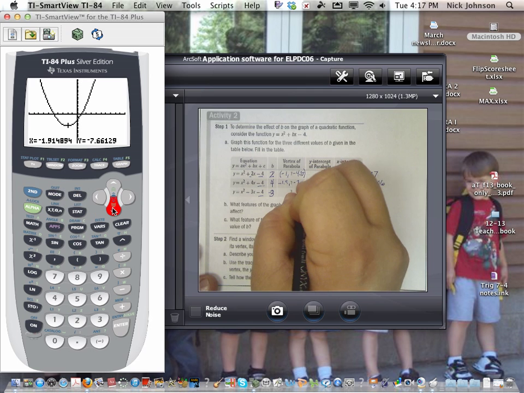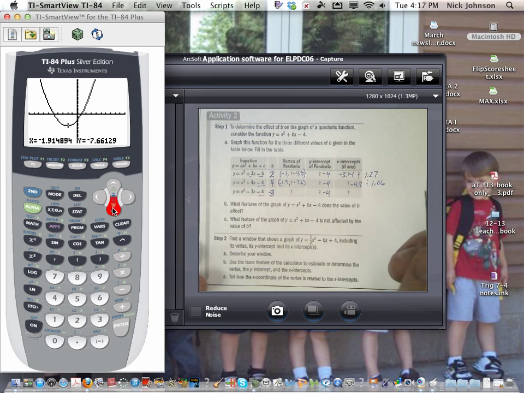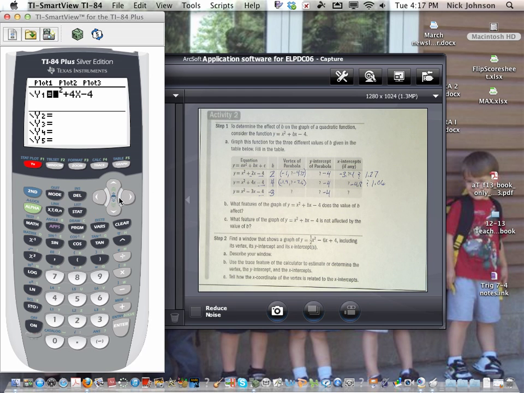My vertex now is at (-1.9, -7.6). Okay. Let's do the last one.